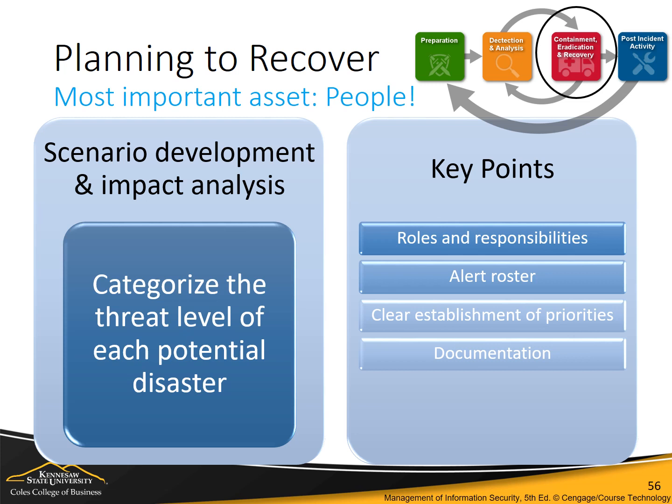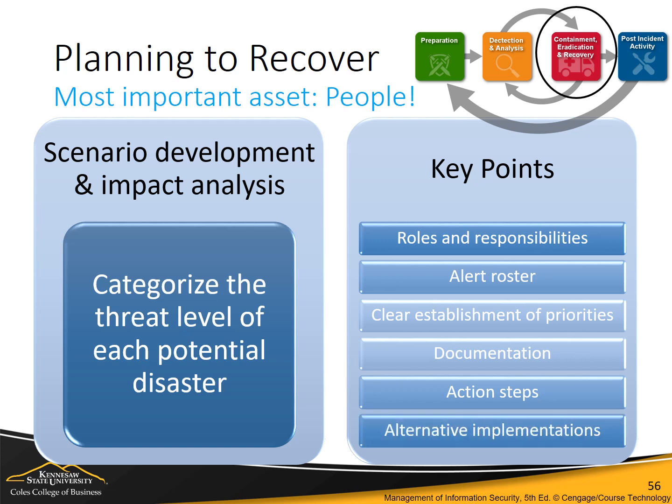Documentation of the disaster. Keep a record for the future, starting at the beginning of the disaster and continuing until the end. Action steps that will be taken to mitigate the impact. What steps do we plan to take, and did we take, to minimize the impact? And finally, alternative implementations for the various system components. Are there other ways we can implement the systems if some of the methods of implementation are contaminated or damaged due to disaster?